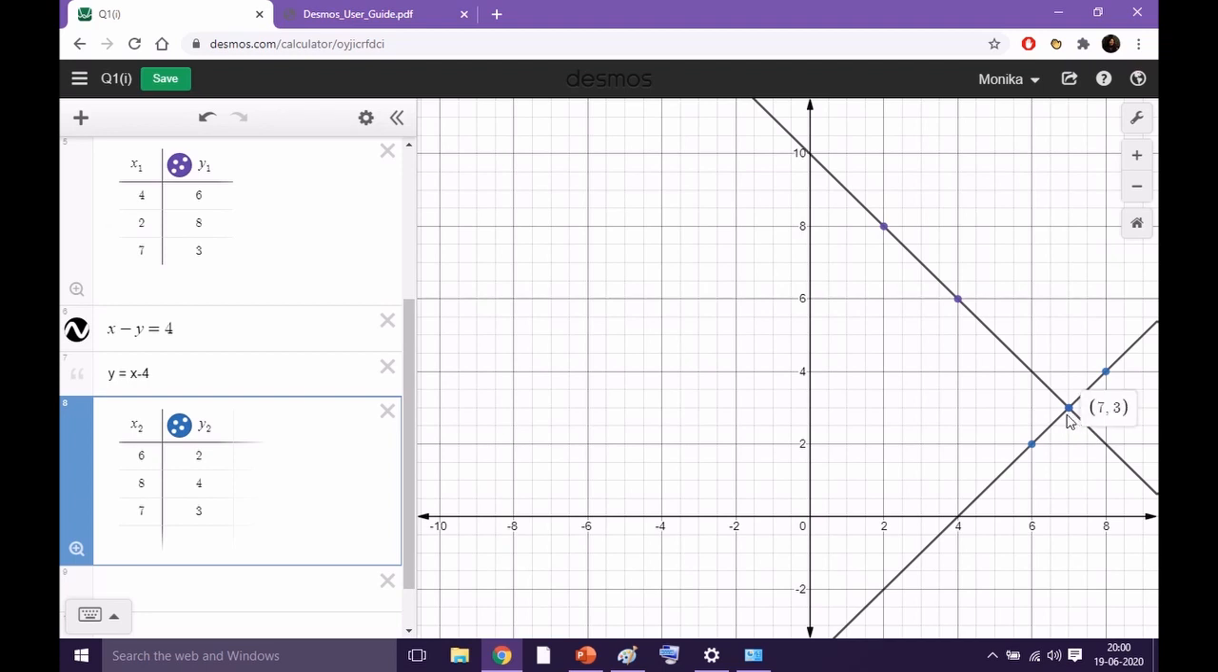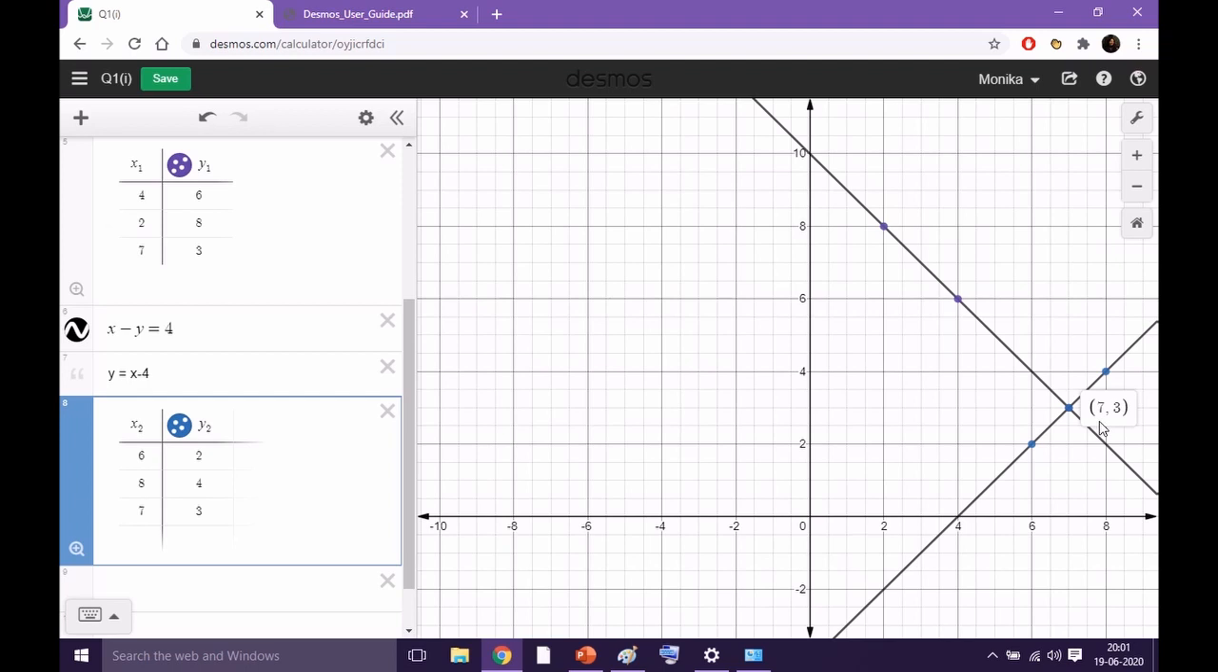So what is that point? That point is 7 and 3. So it means what is the solution? Solution is 7 and 3. It means that when x is 7 and the value of y is 3, if we put these values for the variables, both these equations will be satisfied. So we will say that this is the solution of the equations.